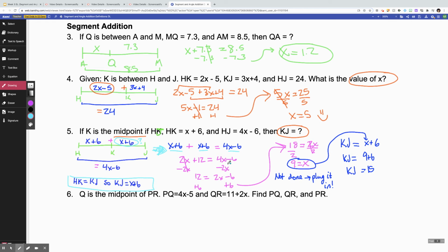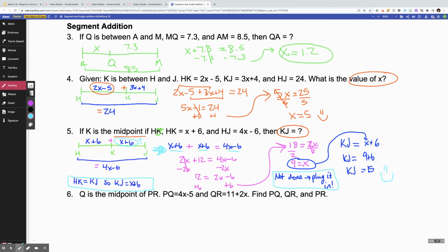Now, in the last problem that we did, that's where we stopped when we got to what x was equal to. But you have to go back to the question and see what they're actually asking for. In the question, they said KJ equals what? I'm not done yet, okay? All I know is x. I don't know what KJ is yet. So what I have to do is plug my x value in to KJ. From my drawing, I know that KJ is x plus 6. So wherever I see an x, I'm going to put a 9, because now I know that x is 9. So KJ equals 9 plus 6, which is 15. And now I can say that I'm done, okay?